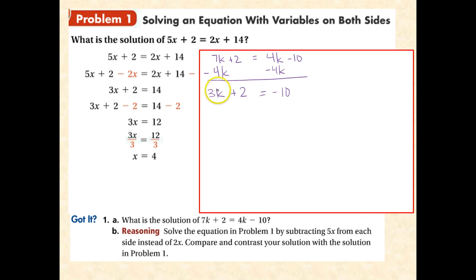Now I want to get k by itself. I want to isolate my variable, so I'm going to subtract 2 from both sides of the equal sign, which leaves me with 3k equals negative 12. Then I'm going to divide both sides by 3, because 3 divided by 3 is 1, and that leaves k equals negative 4.